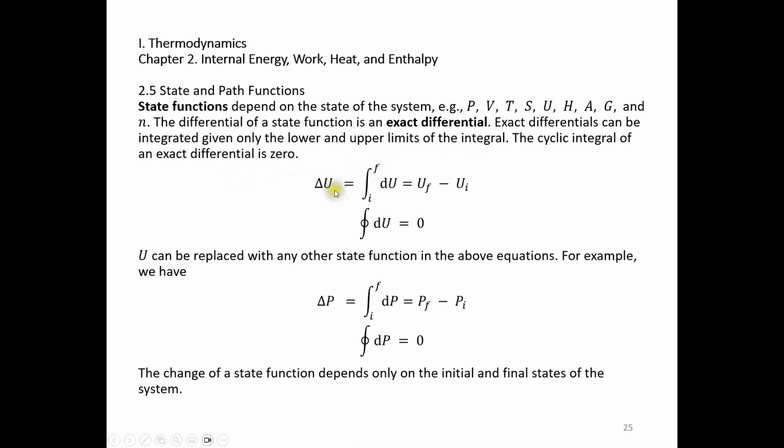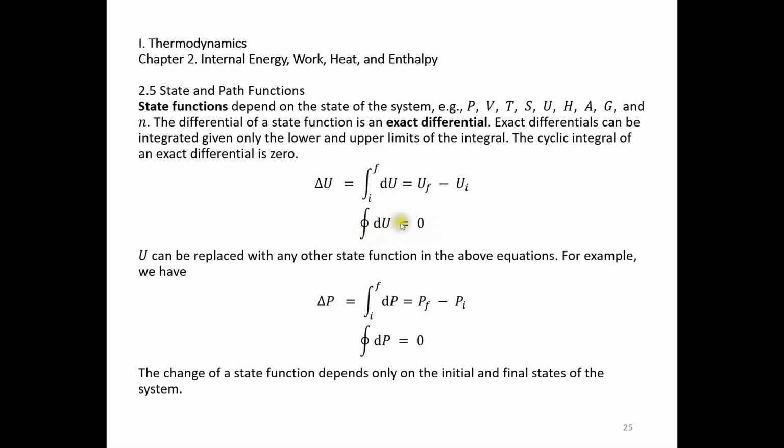For example, internal energy U is a state function, and we can calculate delta U, the change of internal energy, as the integral of dU from the initial state to the final state. And this integral is equal to the final internal energy minus the initial internal energy. The cyclic integral of dU is always zero because U is a state function.